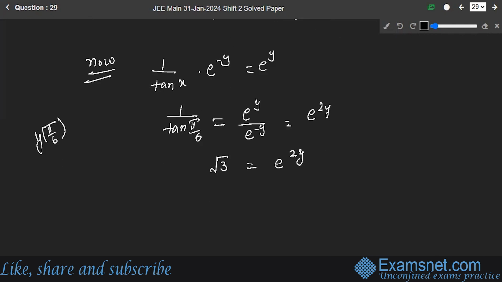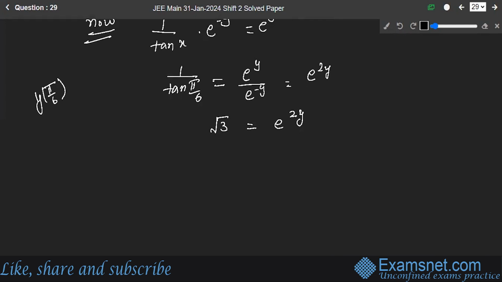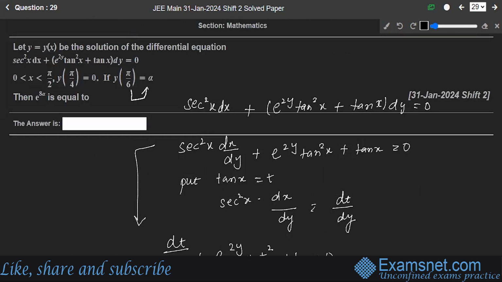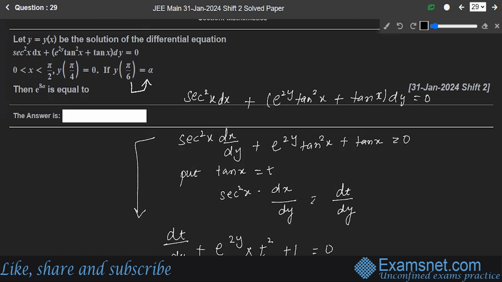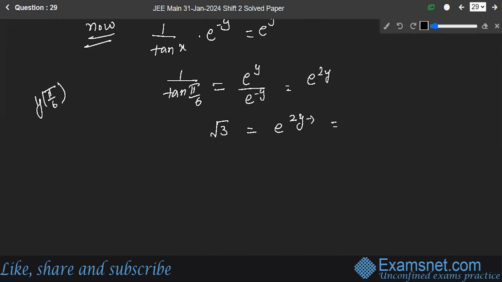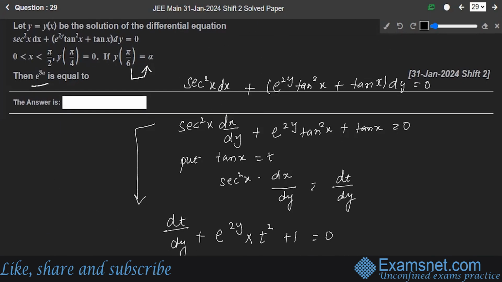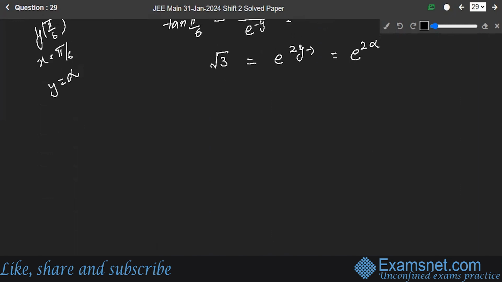Yes, so this is the one. And this y was equal to alpha. It's given over here that at x is equal to pi by 6, y is equal to alpha. So I will write it as e raised to power 2 alpha, and I think this is what we needed in the question. What was it? E raised to power 8 alpha. So I got e raised to power 2 alpha as root 3.